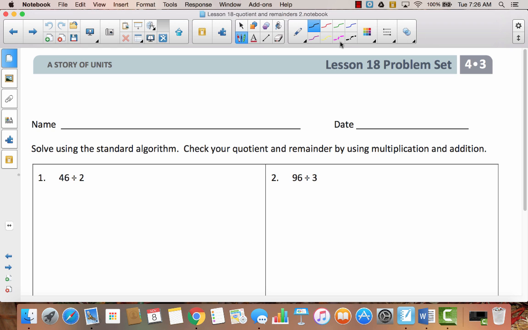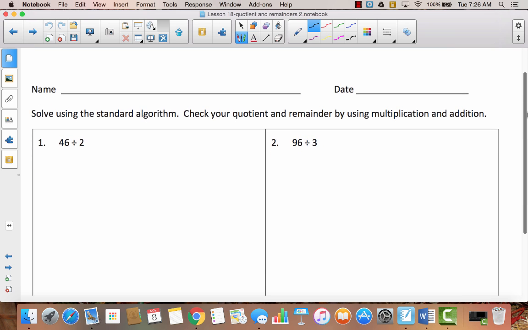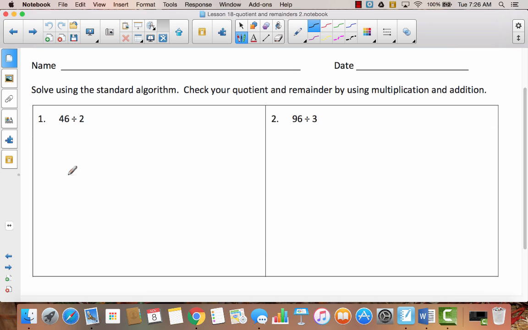your standard algorithm until you don't feel like you need that place value chart anymore. All right, so we're going to start right here with 46 divided by 2. So the first thing that we're going to do is it says solve using standard algorithm. So we're going to begin by solving it. Once we solve, we're going to check our quotient and remainder using multiplication and addition. So the first thing I'm going to do is I'm going to set up my problem using standard algorithm, and I'm going to begin by dividing the tens.